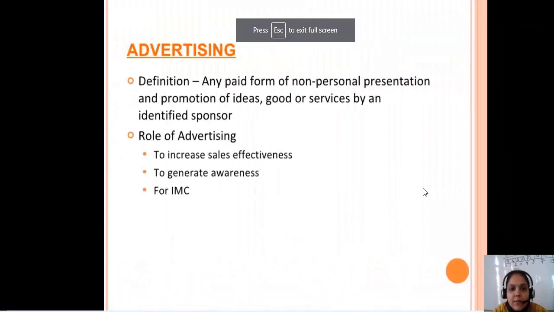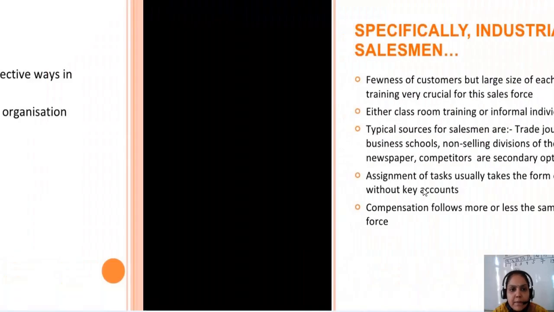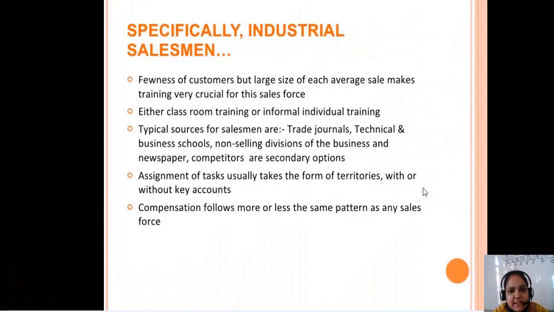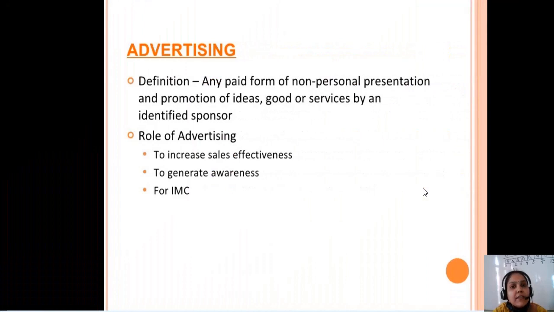The next type is specifically industrial salesmen. Salesmen play a very important role in your industrial marketing communication. There are a lot of responsibilities on the salesman, and salesmen's responsibilities are also bifurcated by which zone they will take accountability for. Let me go ahead with advertising.